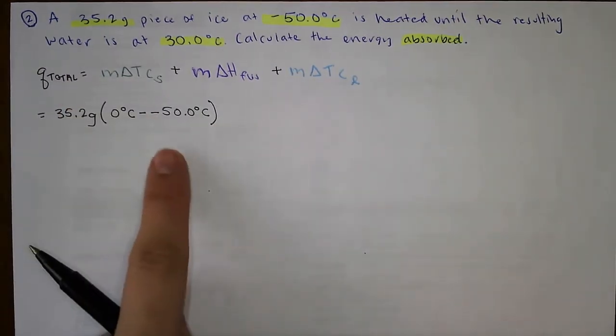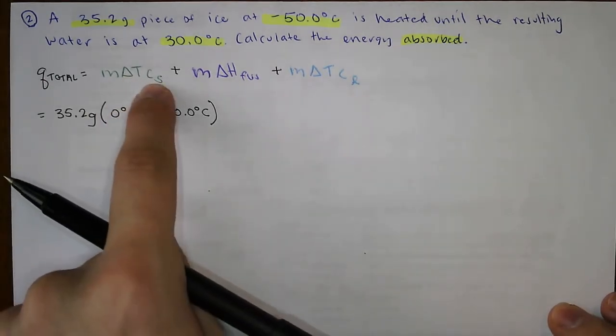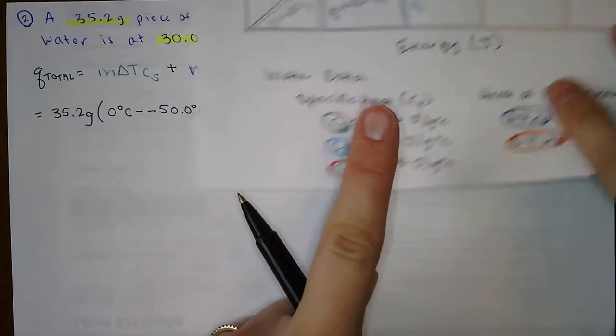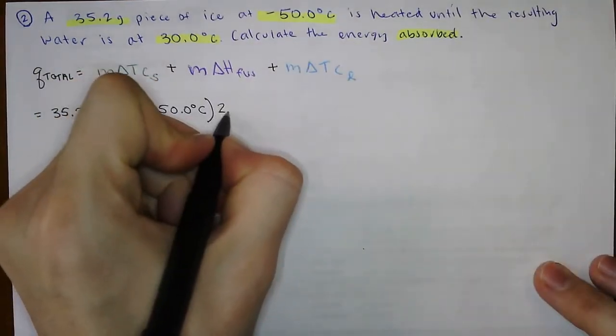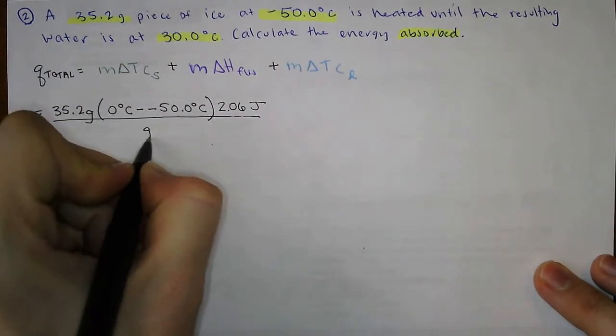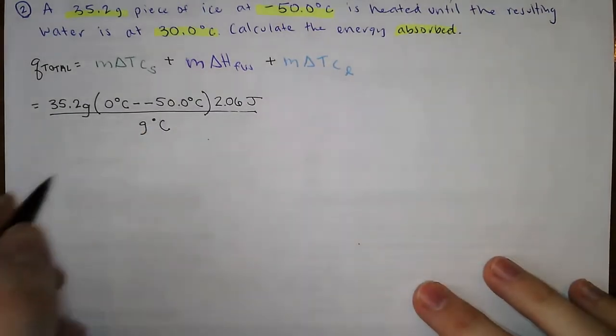Okay, so that looks a little bit gnarly, but that's fine. And then our Cs is 2.06 joules per gram degree Celsius. Okay, so I'm gonna simplify this a little bit.